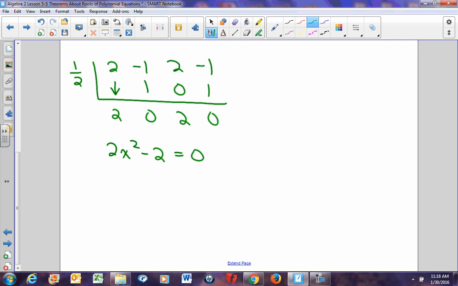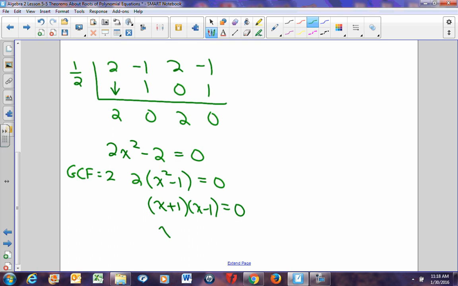Okay. So now that I've gotten that far, 2x squared minus 2, I can factor this. I'm going to take out the GCF first. So I'm going to take out a 2, and I'm going to be left with x squared minus 1. And x squared minus 1 factors to x plus 1 times x minus 1. So x equals -1 and positive 1. So my roots, wait.